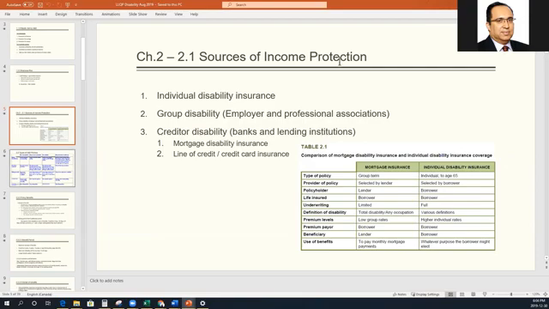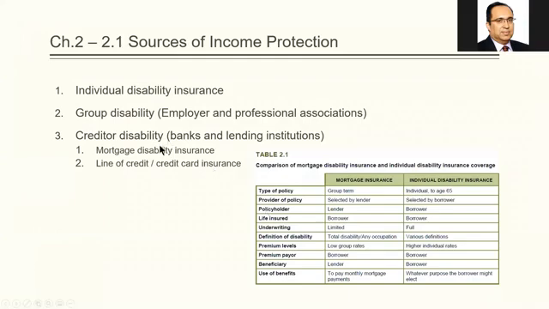Disability, we're talking about sources of income protection. So one is a person can have an individual disability insurance, right? That's one way they can have the coverage. Yes, they can have it through their own disability policy. Second is through the group disability, which is through an employer or professional association. So it doesn't have to be a workplace.